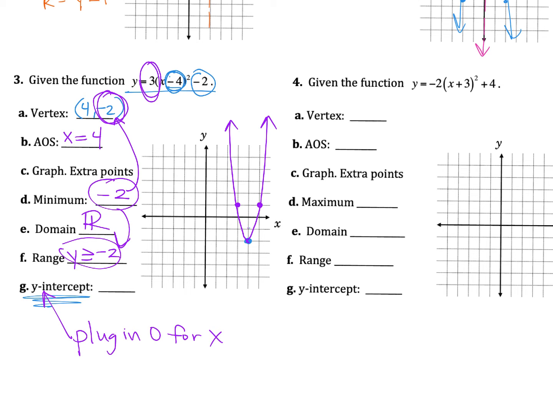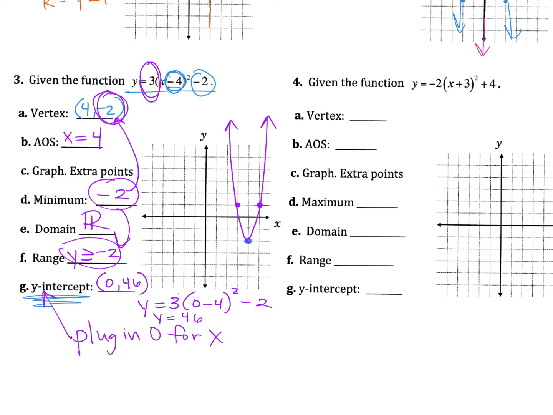So if we do that, we say y equals 3 times 0 minus 4 squared minus 2. -4 squared is 16. 3 times 16 is 48. 48 minus 2 makes our y 46. So my y-intercept is 0, 46. Please don't try to plot that. It's way off the grid, okay? But that would be your y-intercept. Questions on that?